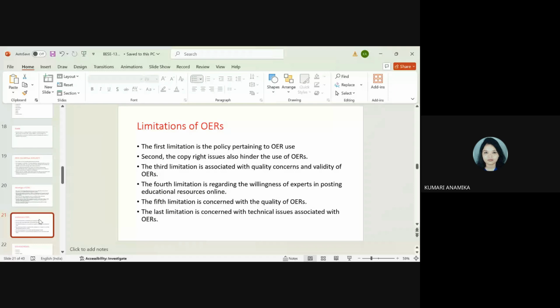But the quality is very poor. The last limitation is concerned with technical issues associated with OERs.